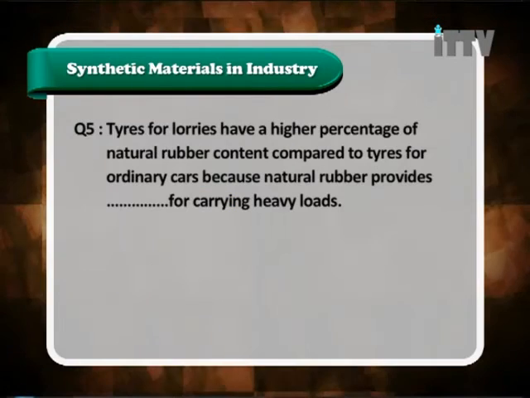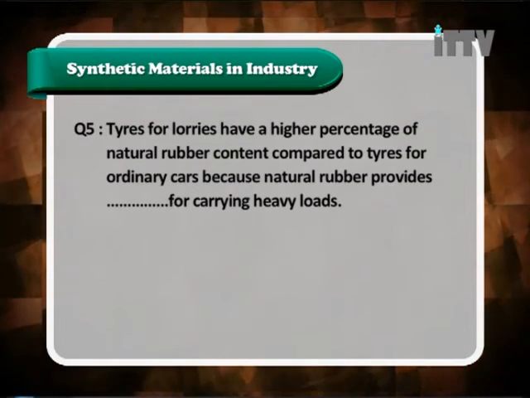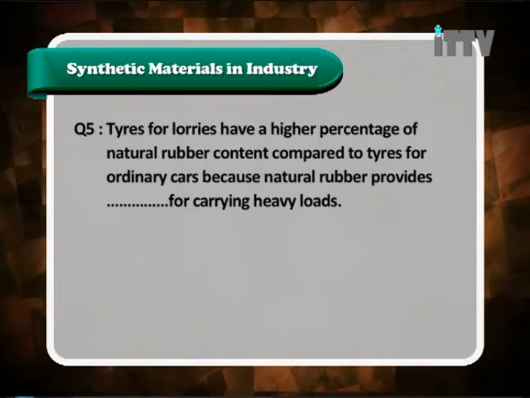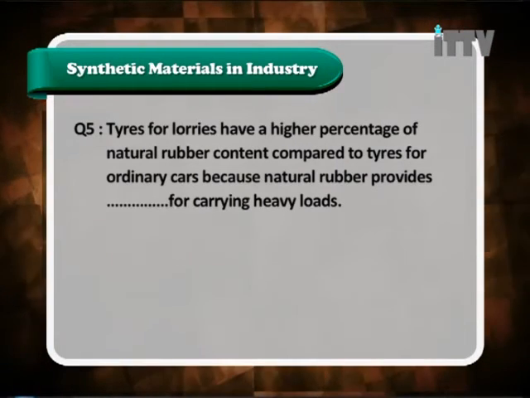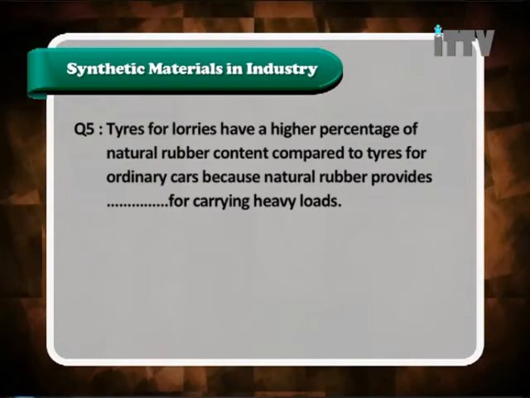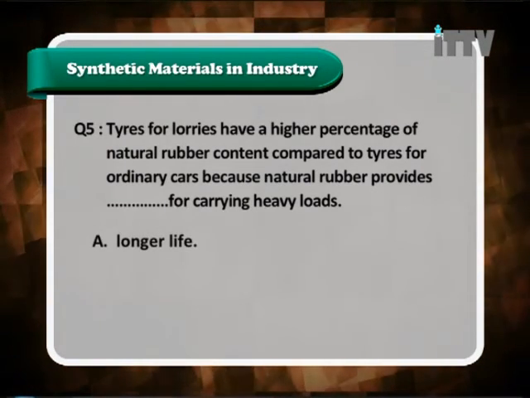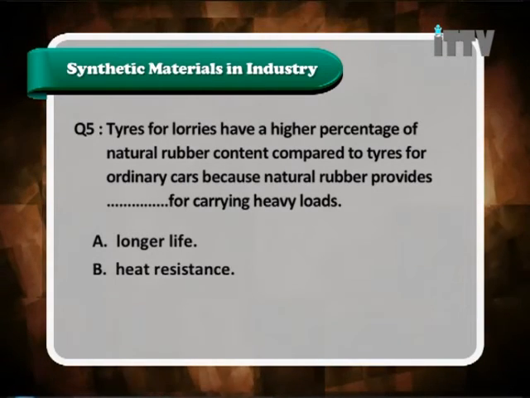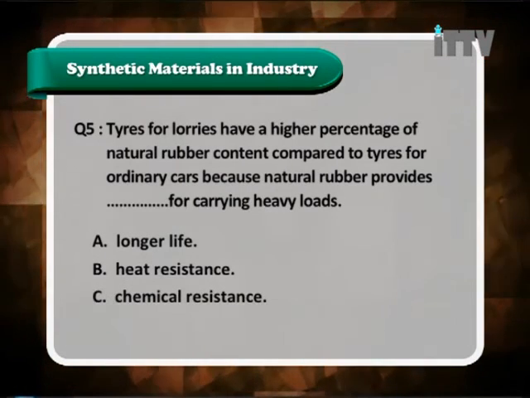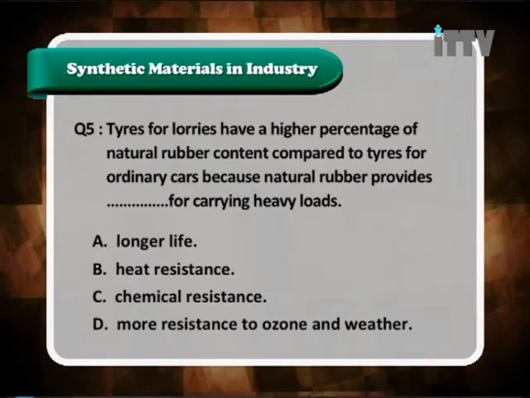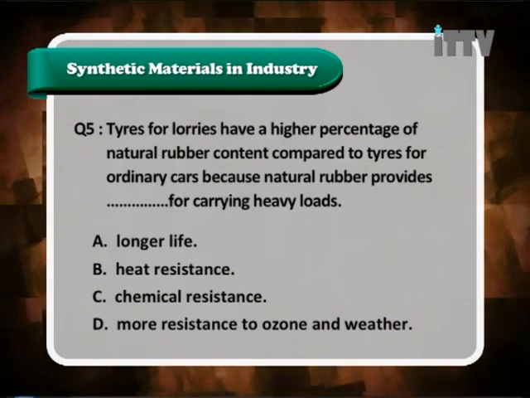Let's look at question 5. Tires for lorries have a higher percentage of natural rubber content compared to tires for ordinary cars because natural rubber provides this for carrying heavy loads. A. Longer life, B. Heat resistance, C. Chemical resistance, D. More resistance to ozone and weather.